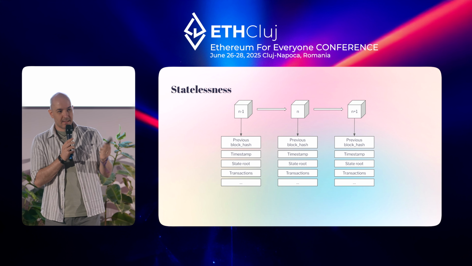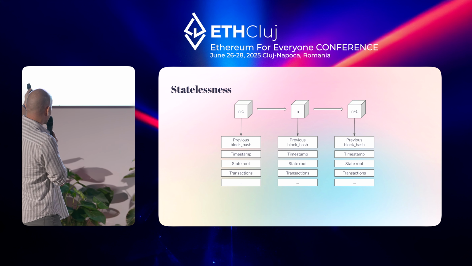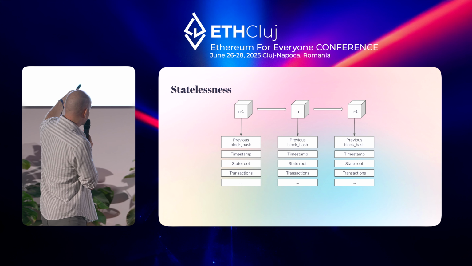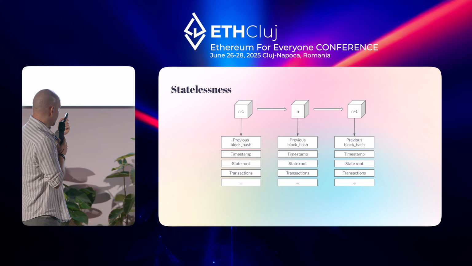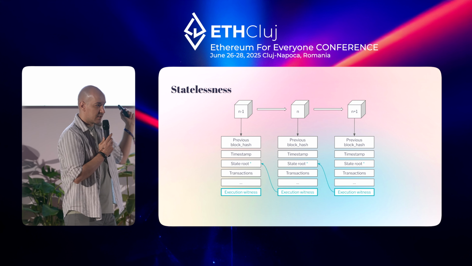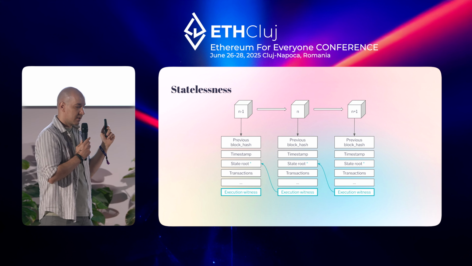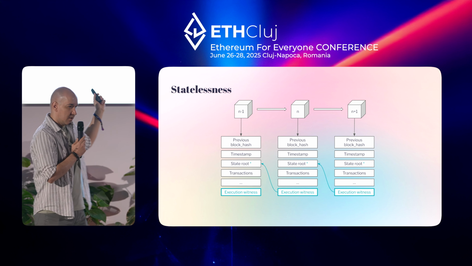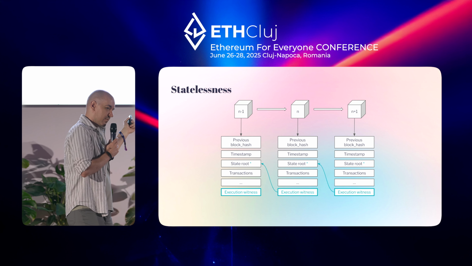Right, so what is the idea behind statelessness? This is how blockchain generally works. If you want to verify block N, every block has a previous block hash, timestamp, state root, etc. And the idea for statelessness is we would add another field to the block called the execution witness. The execution witness will have all the data that you need from the previous block, with the proof anchored to the state root of the previous block.